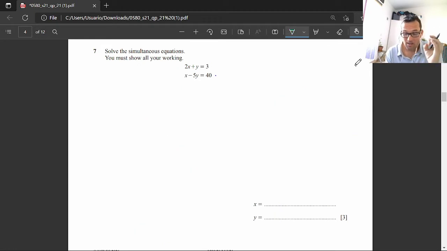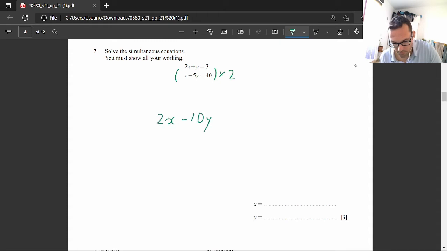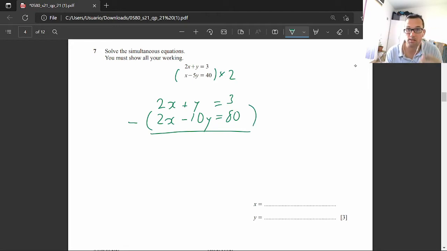Question 7. Another way to do the elimination method is to get the x terms, the number in front, the same. So in that case, we will multiply the second equation by 2, which will give us 2x minus 10y equals 80. Let's write the first term again. Okay, now what are we going to do? Add or subtract? Let's see. If we subtract, we get 2x minus 2x. That eliminates the x's. That's what I want.